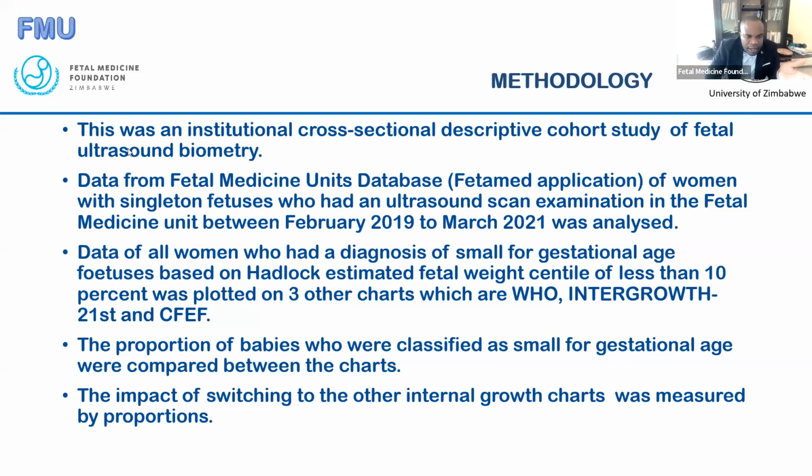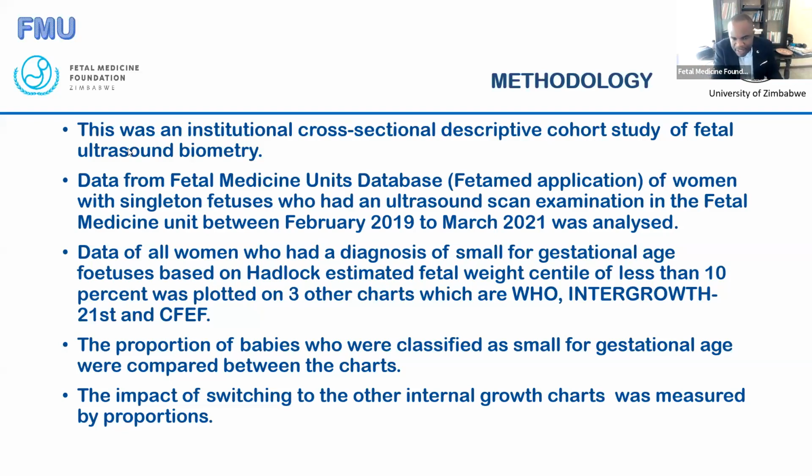So we would collect the biometry of those babies in the Hadlock chart. That means the head circumference, abdominal circumference, as well as the femur length, right? Then we'll try to create another fetus using those biometry on a different chart and see whether that chart, let's say the baby was classified as small for gestational age using the Hadlock.